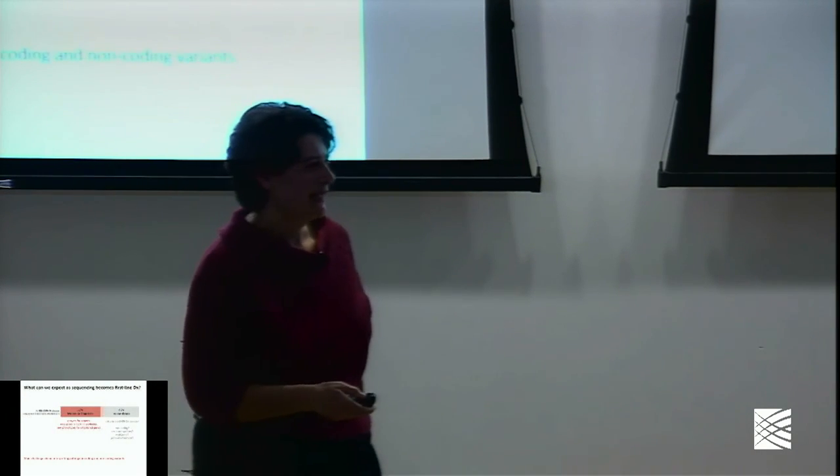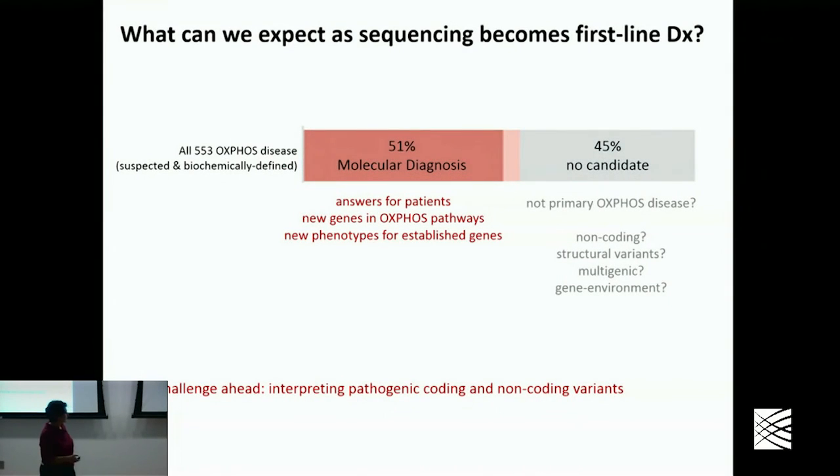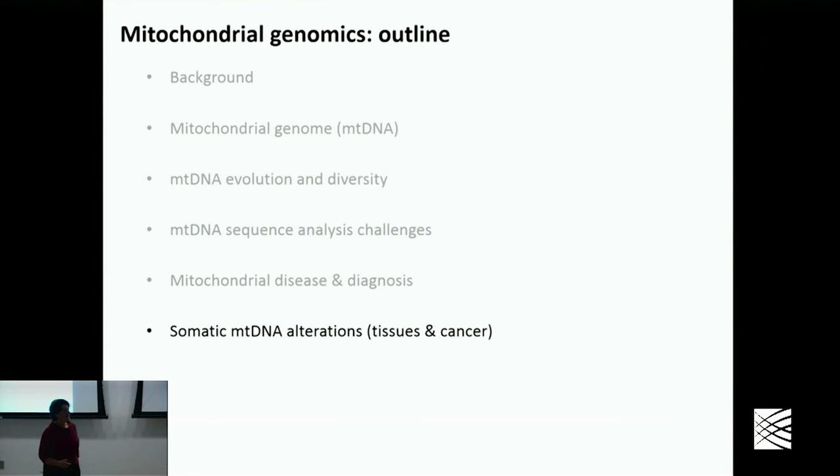So the main challenge ahead for mitochondrial human disease genomics is, like in most diseases, how do you interpret the pathogenic coding and non-coding variants? So for the last 5 minutes, I want to turn to somatic mutations that underlie just normal tissues or cancer.